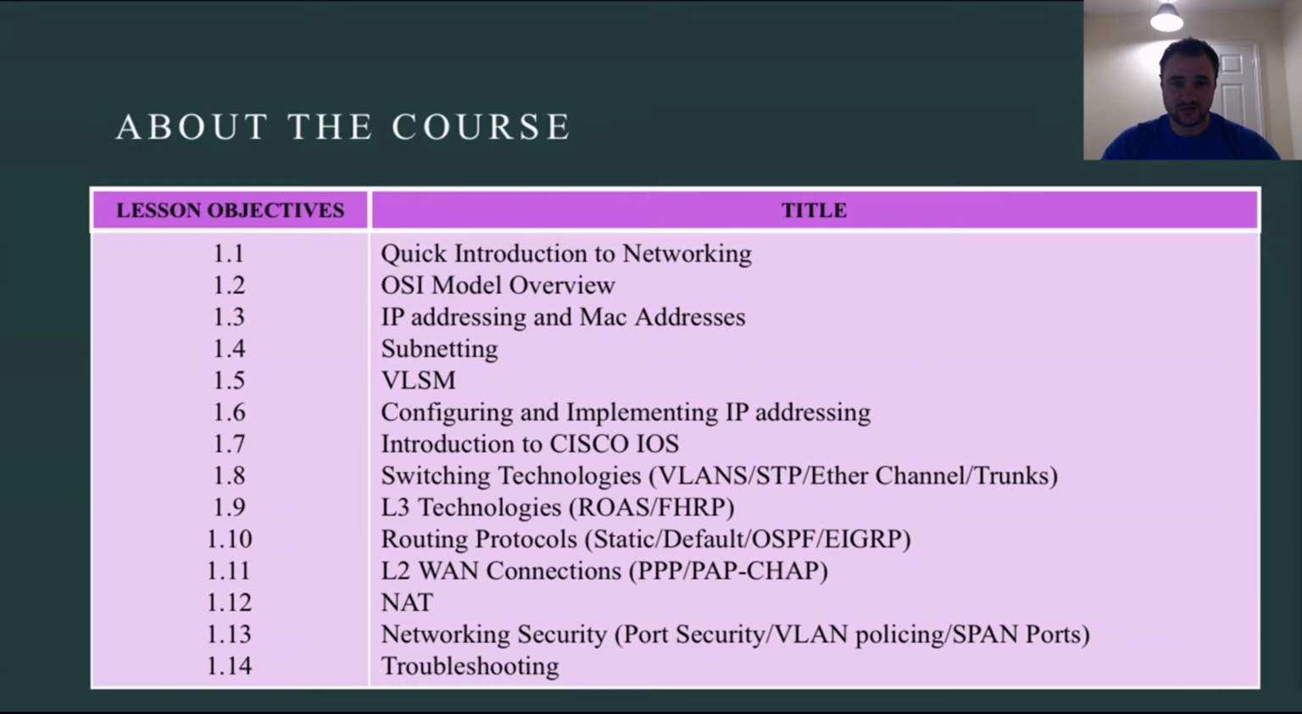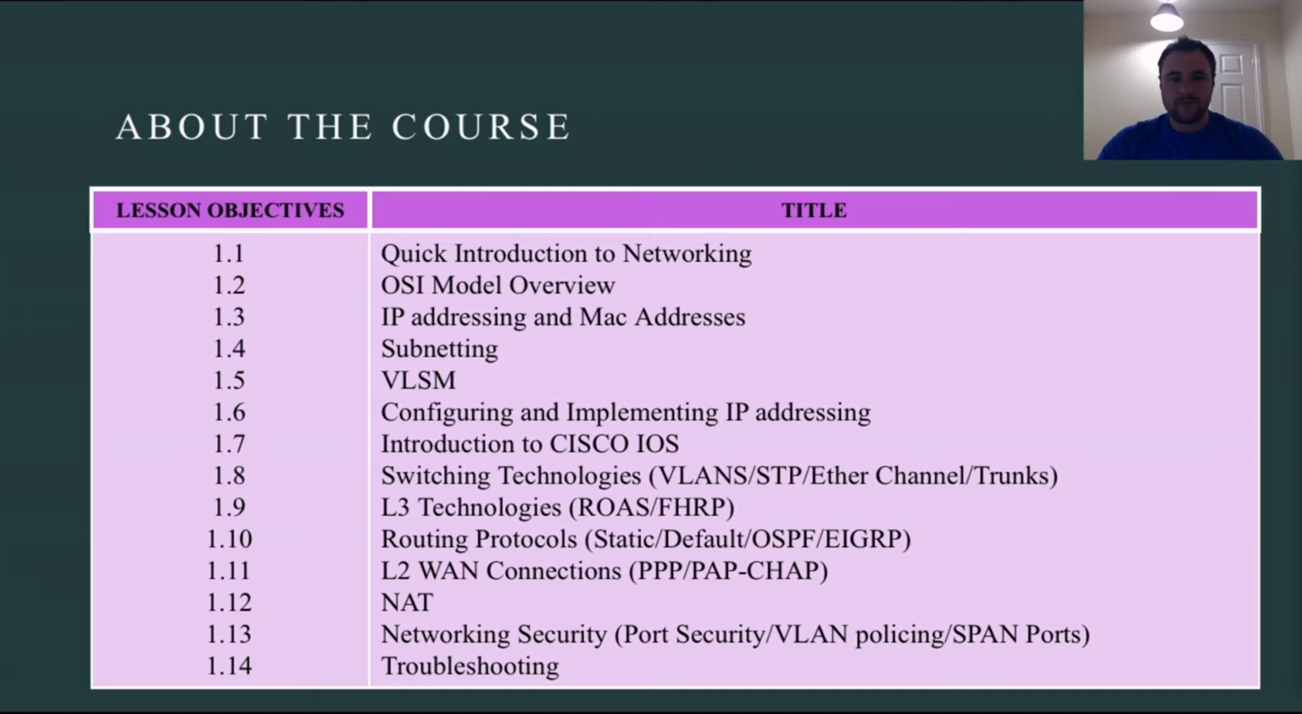So we'll talk about VLANs, Spanning Tree Protocol, EtherChannels and trunks. Then we'll go into layer 3 technologies, so that's router on a stick or inter-VLAN routing. We'll also talk about first hop redundancy protocols. A little bit more, now we're going to step into the world of routing: static, default, OSPF and EIGRP, all very similar in theory, but with just a few different configurations.